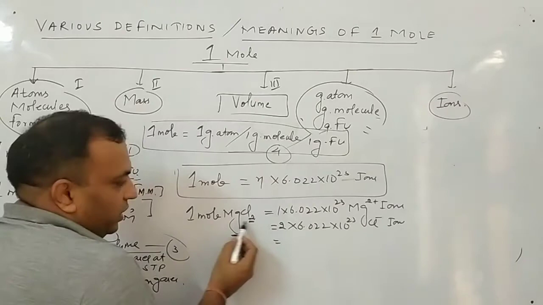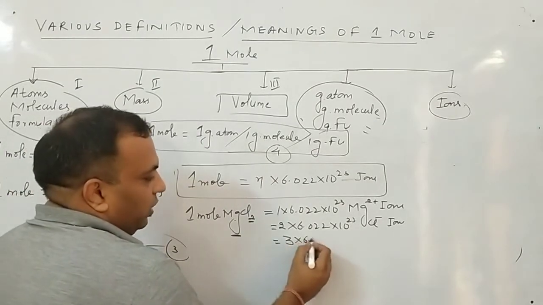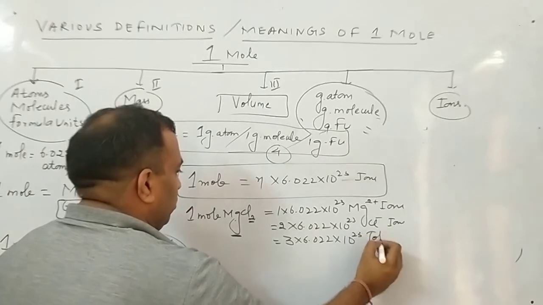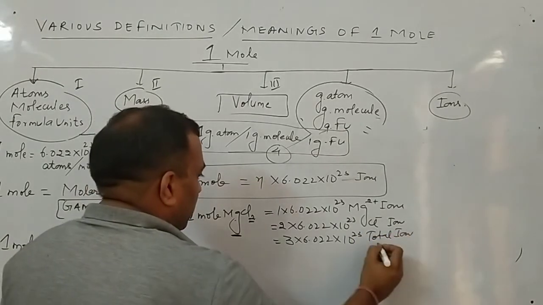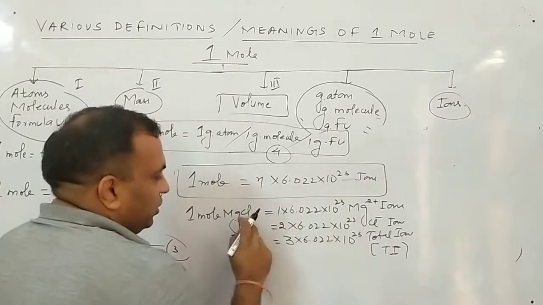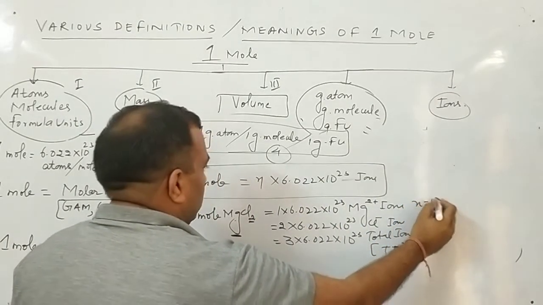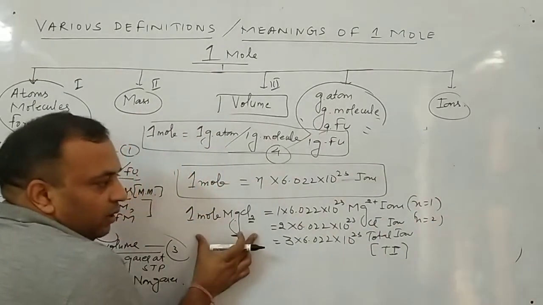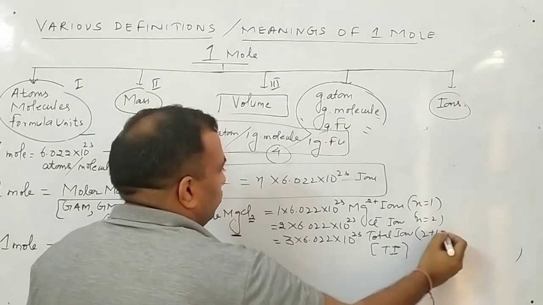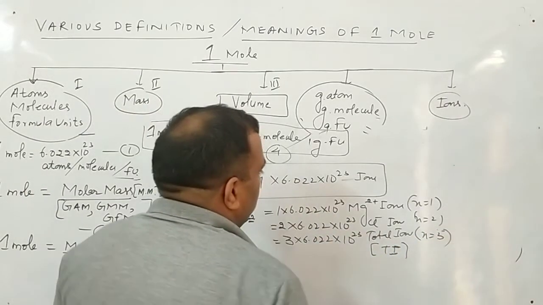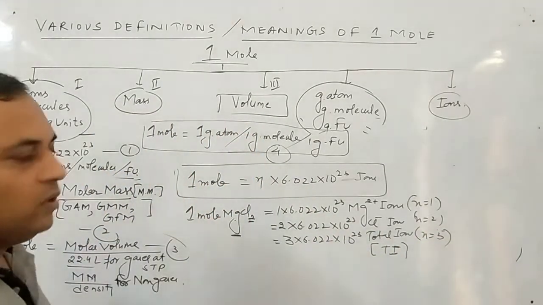and the total number is 2 plus 1, 3 into 6.022 10 raised to the power 23 total ions. Remember, total ions is denoted Ti. For magnesium the n is 1, for chlorine the n is 2, and for the whole ionic compound the n is 1 plus 2, 3. So this is the way to calculate the number of ions.